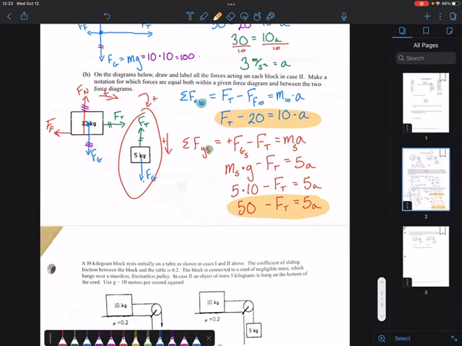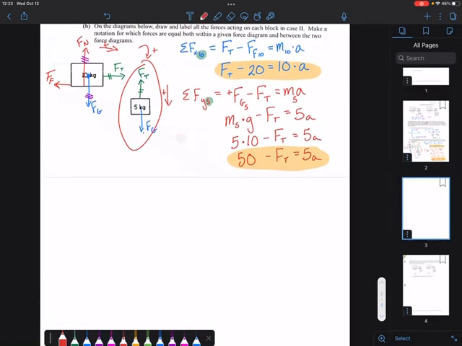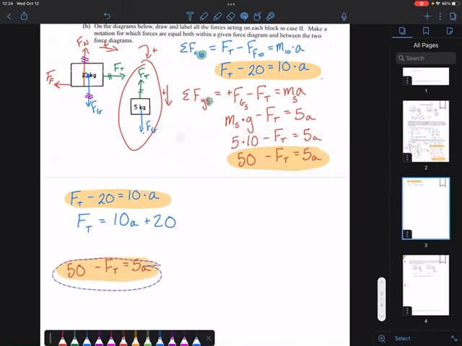But you can do whatever you want. Do you have a preference of which one I solve for FT in? That one, because wouldn't you just have like 20? This one? So I'm going to start with this one. And so FT will be equal to 10A plus 20. And then I'm going to take the other equation, and I'm going to take this for FT and plug it in for FT.